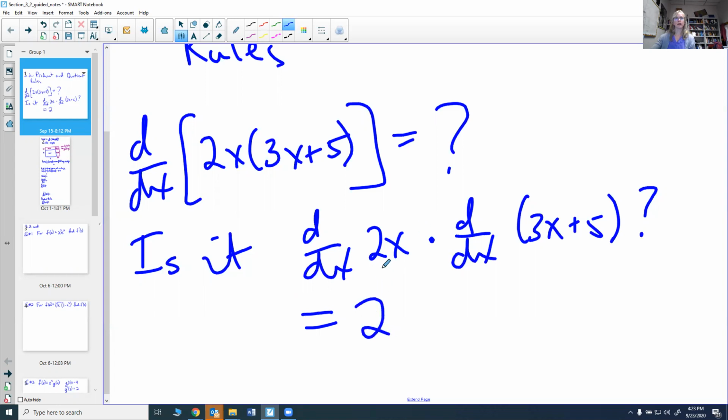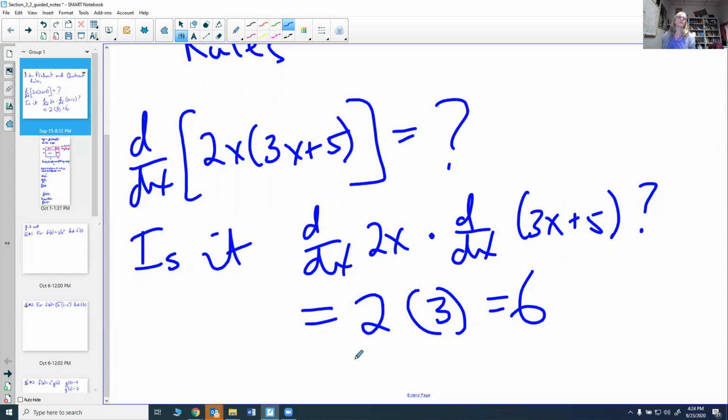Because remember, you bring the power down, subtract 1 from the power. The derivative of 3x plus 5 would just be 3, because again, you bring the power down, subtract 1 from the power, and the derivative of a constant is just 0. So you end up with 6. So that looks like a reasonable answer. Let's see if that's right.